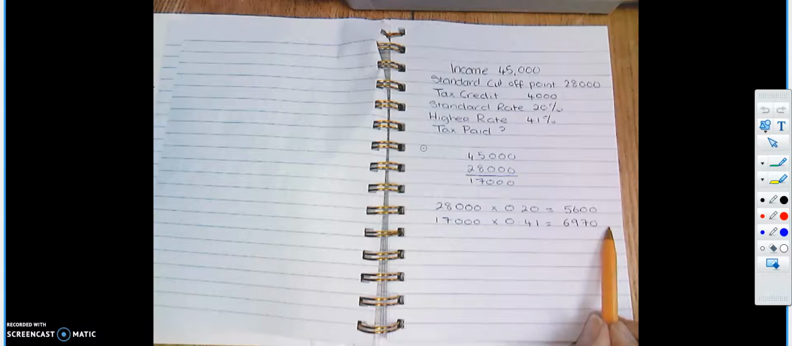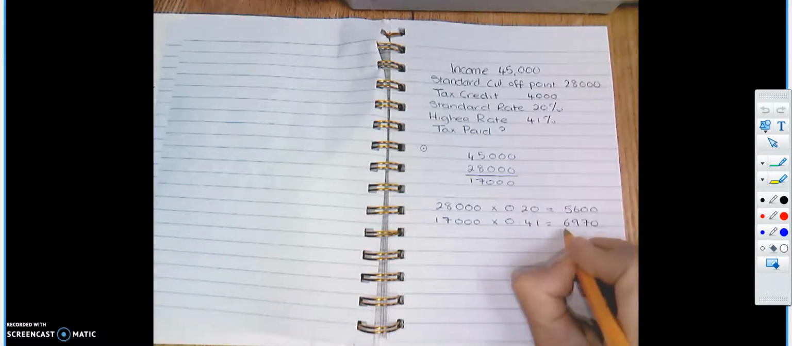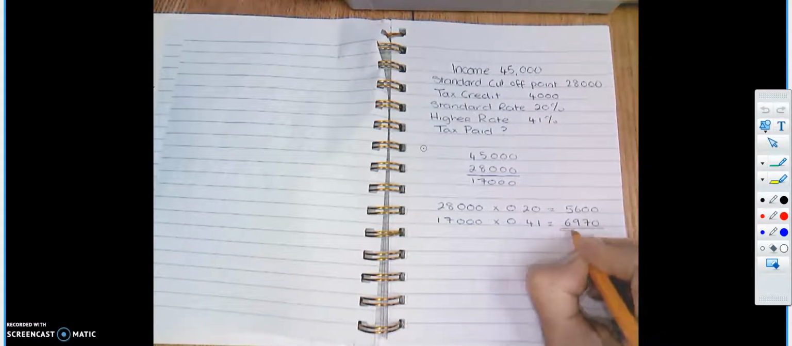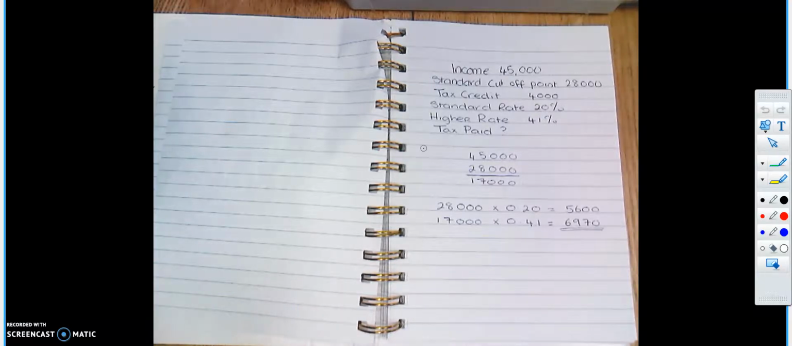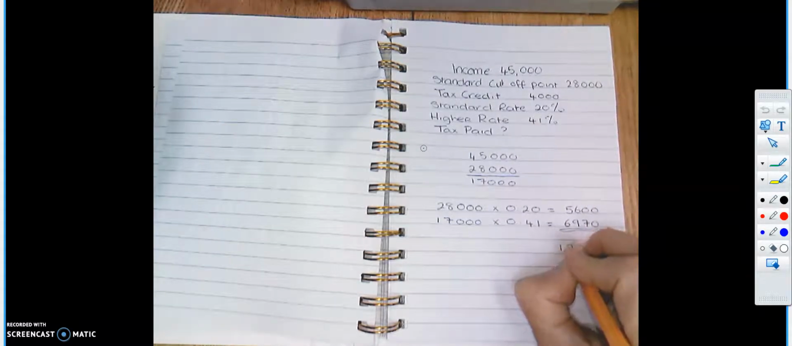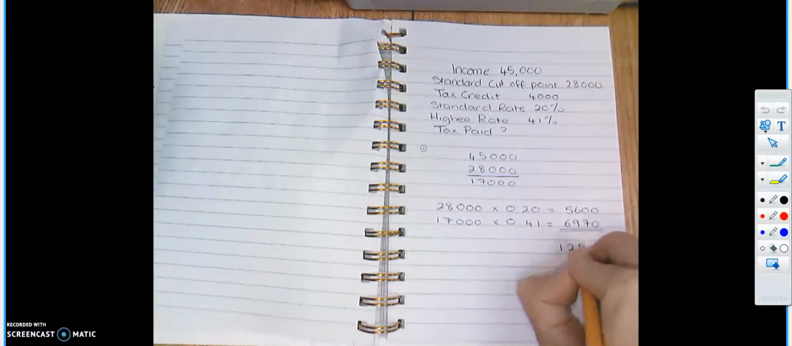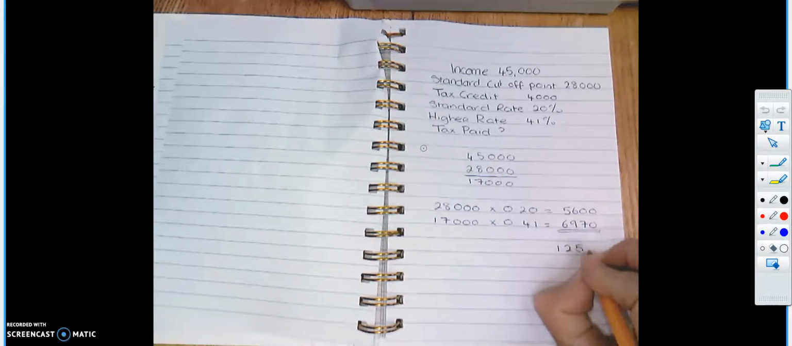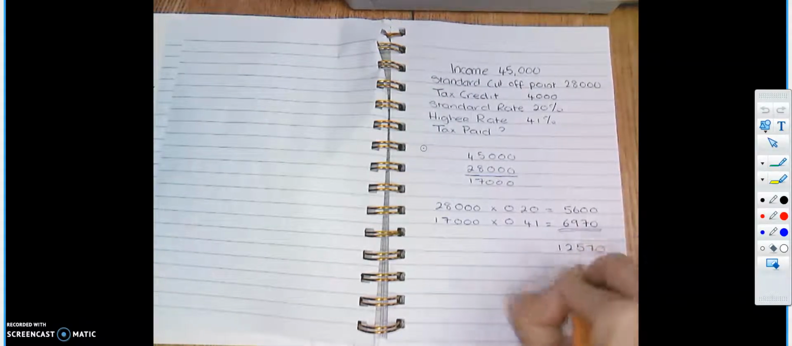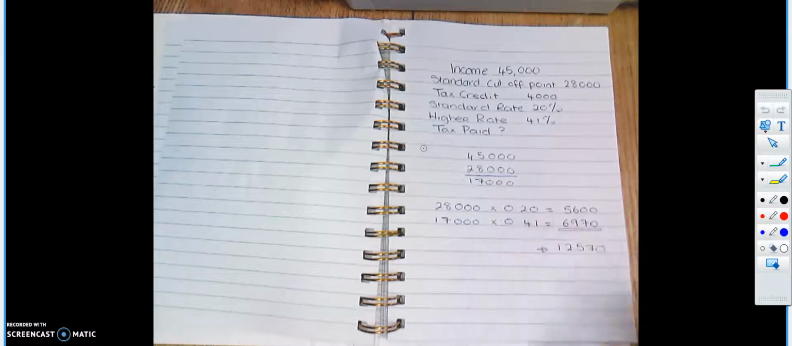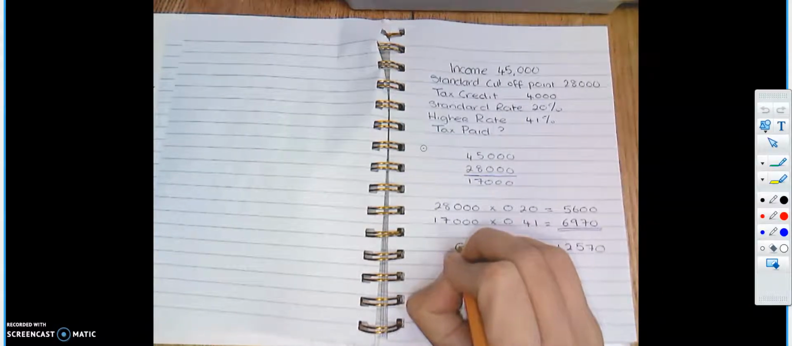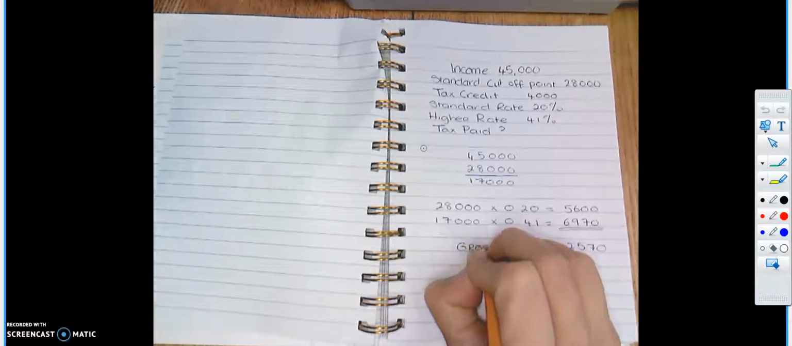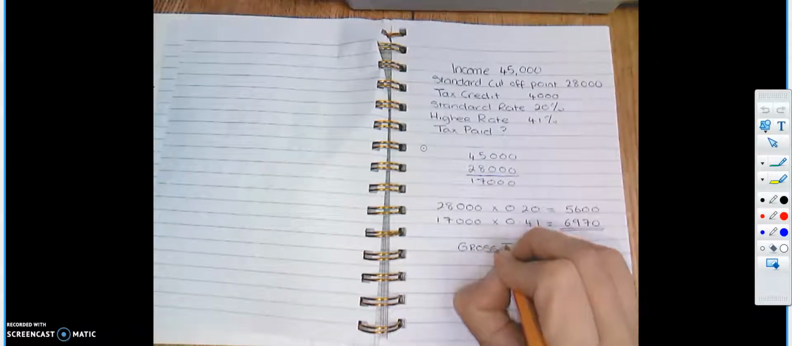Okay, so this is our low rate or standard rate of tax that they have to pay. This is the high rate of tax they have to pay. So in total, their worst nightmare, their gross tax, you add those two numbers together, and the person would be expected to pay 12,570 euros of tax. Okay, that is the worst case scenario. So that is the person's gross tax.